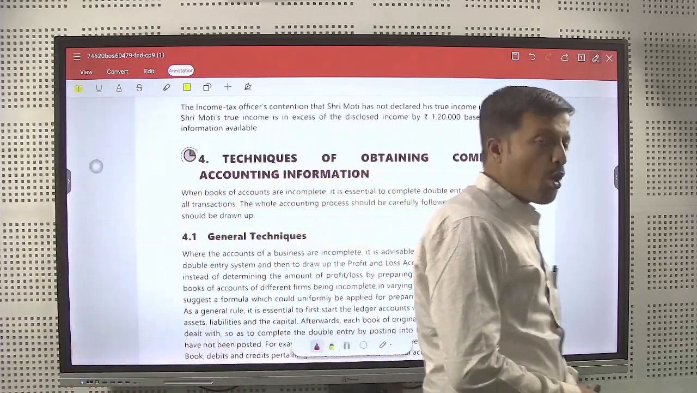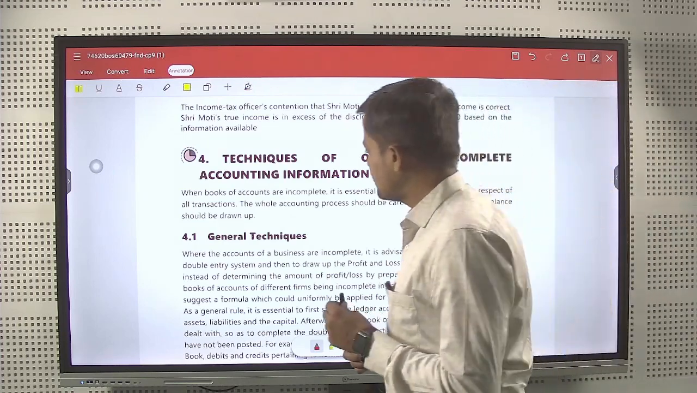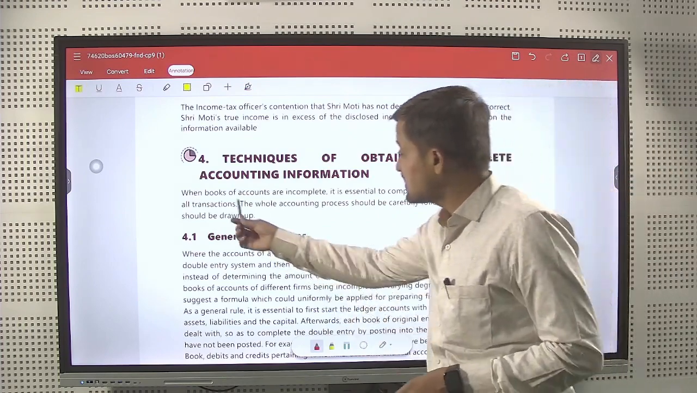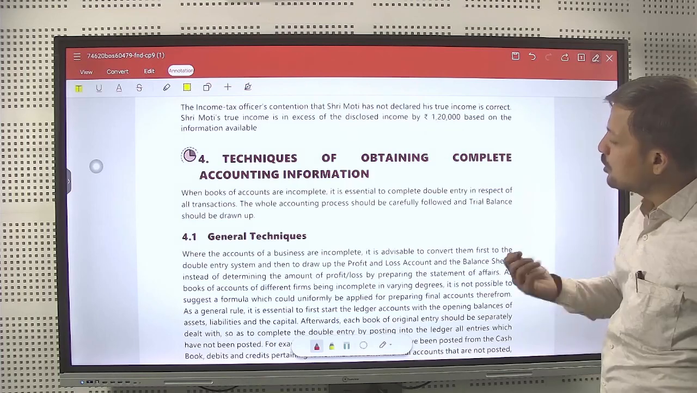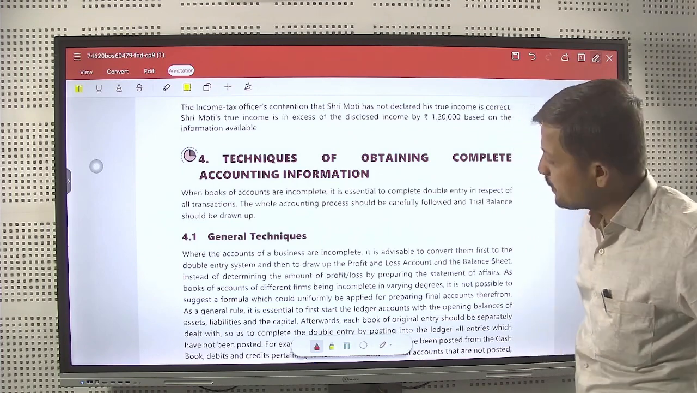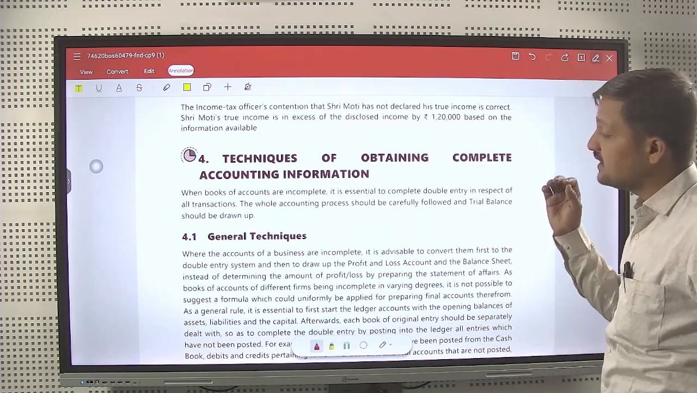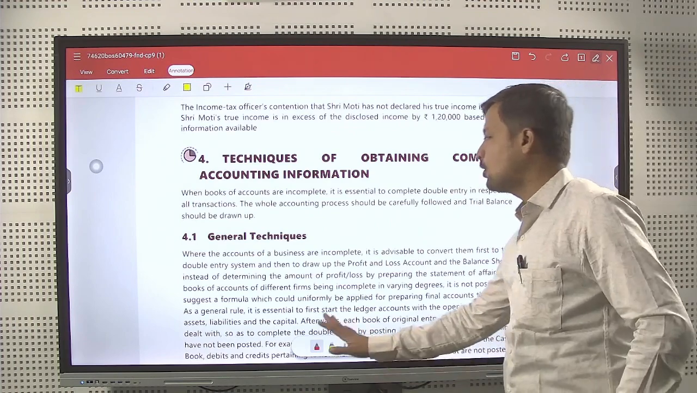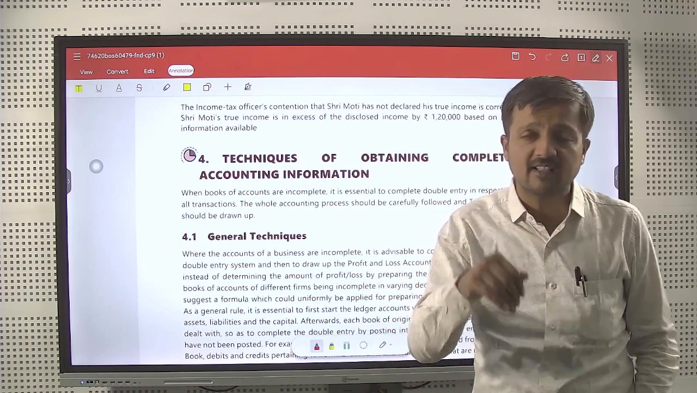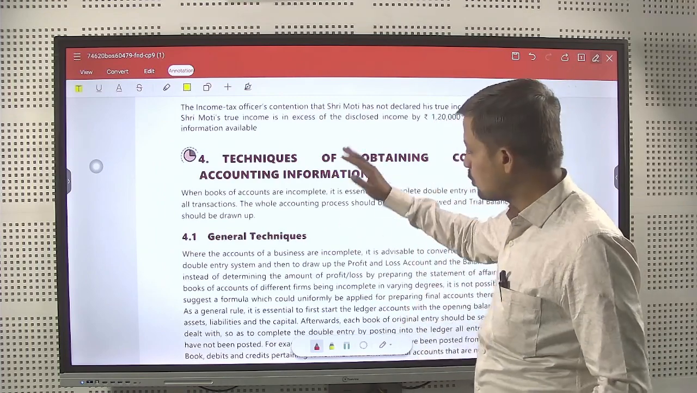Techniques of obtaining complete information. The question arises, sir, what is this techniques of obtaining? You need to understand this paragraph. When books of accounts are incomplete, it is essential to complete a double entry in respect of all transactions. The whole accounting process should be carefully followed and the trial balance should be drawn up. And for doing this, what do you need? You need information, because here the information is incomplete. To have that complete information, what all techniques are available?